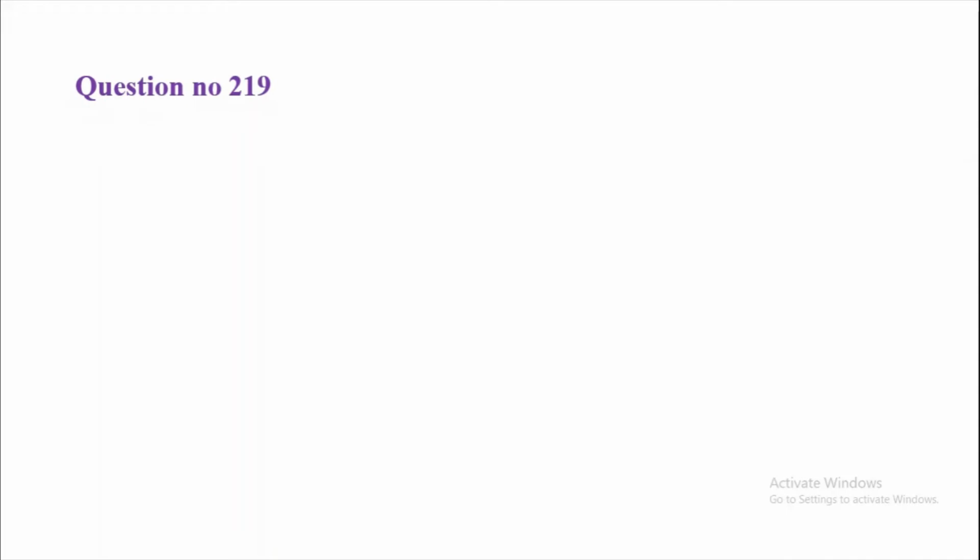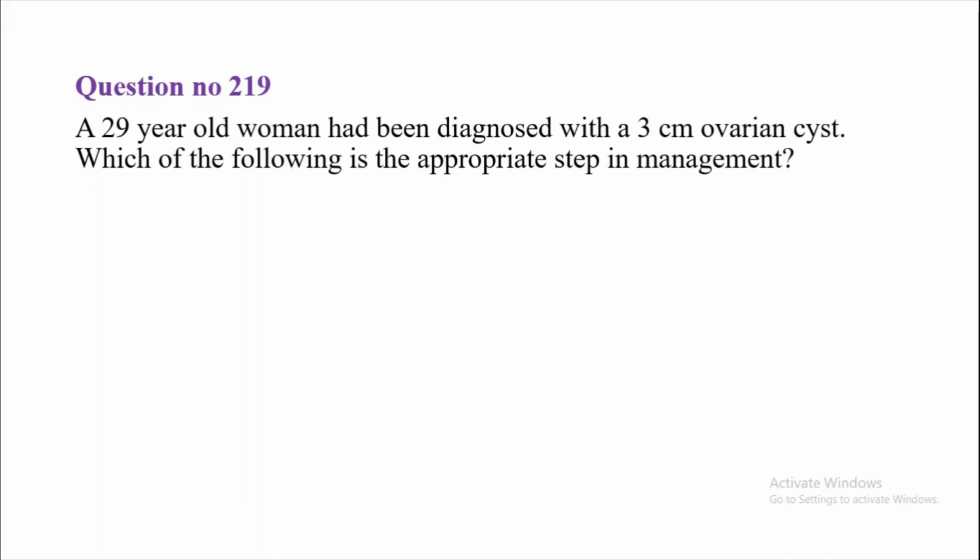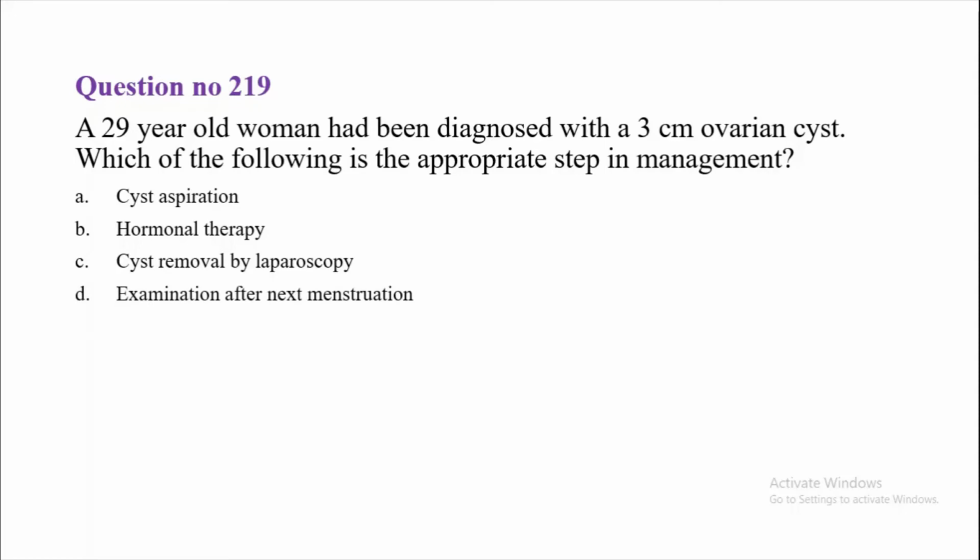Question number 219. A 29-year-old woman had been diagnosed with a 3 cm ovarian cyst. Which of the following is the appropriate step in management? The options are number A, cyst aspiration. Number B, hormonal therapy. Number C, cyst removal by laparoscopy. Number D, examination after next menstruation.